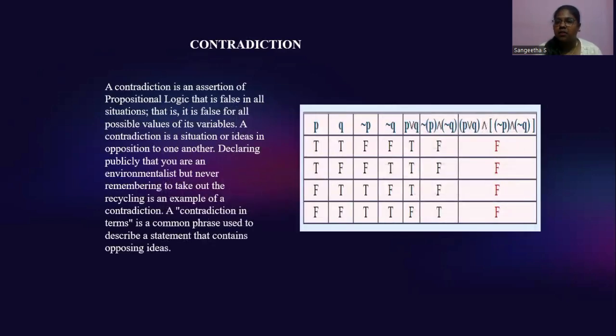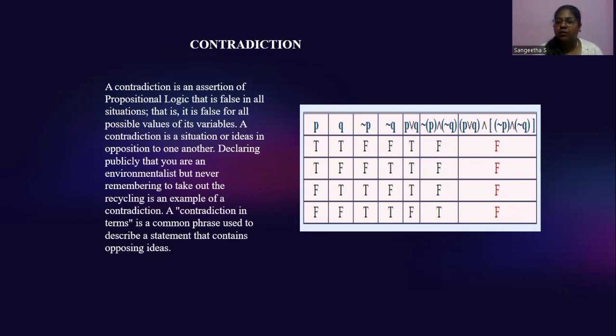Contradiction. Contradiction is also a statement where all the output will be false. Contradiction is an assertion of propositional logic that is false in all situations. That is, it is false for all possible values of its variables. A contradiction is a situation or idea in opposition to one another. Declaring publicly that you are an environmentalist but never remembering to take out the recycling is an example of contradiction. A contradiction in terms is a common phrase used to describe a statement that contains opposite ideas.